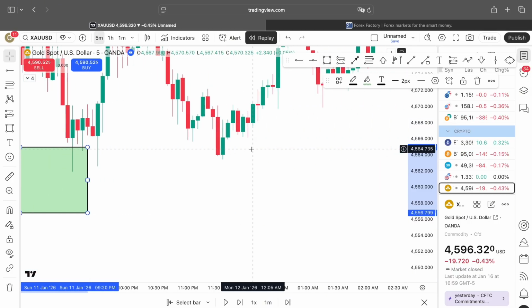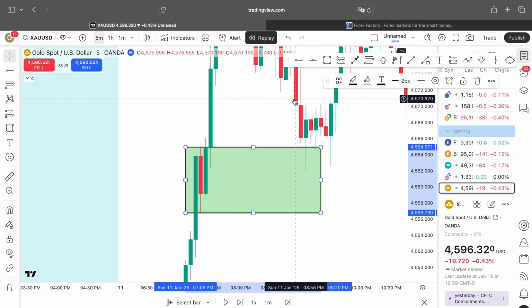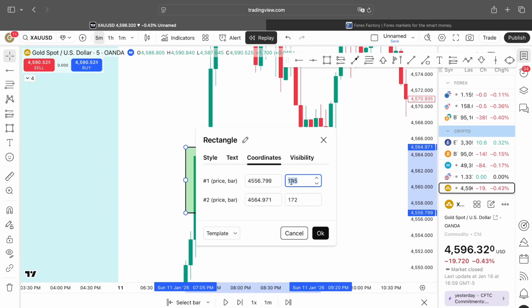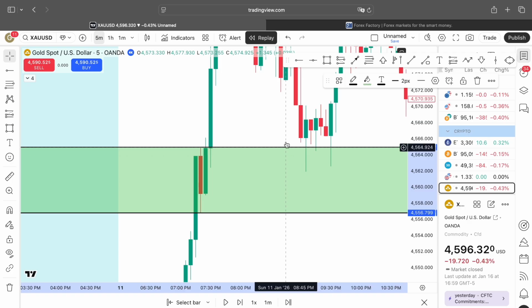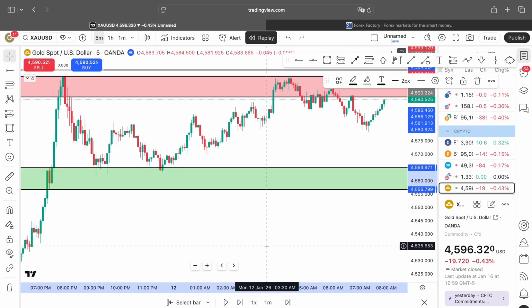Boom. Let's make sure price didn't fall below. Nope, it didn't. All right. Then we just want to drag this over. Okay, and we are set.